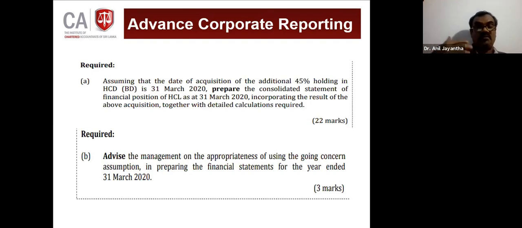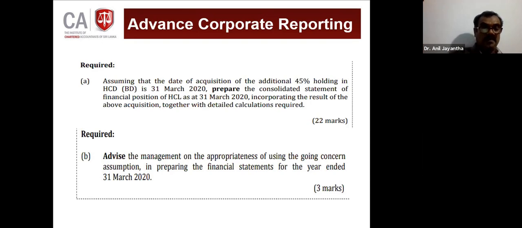You have to provide the calculation about goodwill, the calculation about the splitting of reserves here and there, and the calculation about the cancellation of intercompany transactions. Then, almost 90% is done.